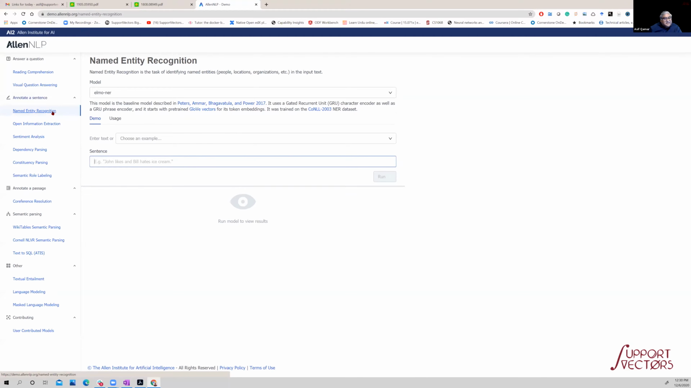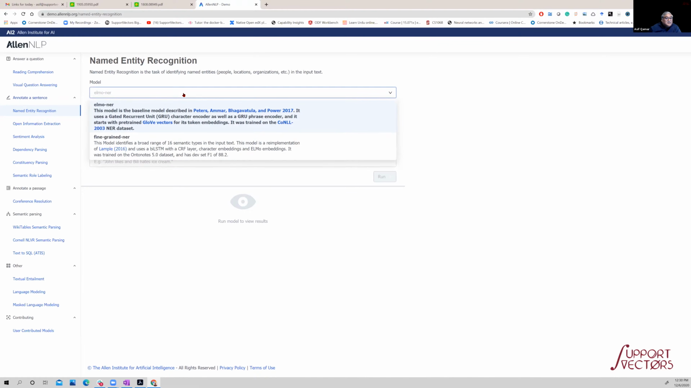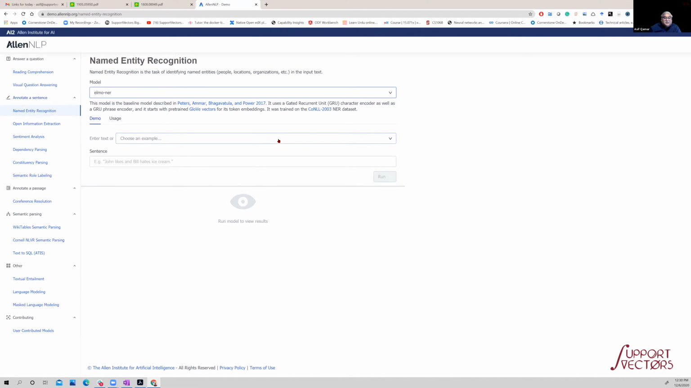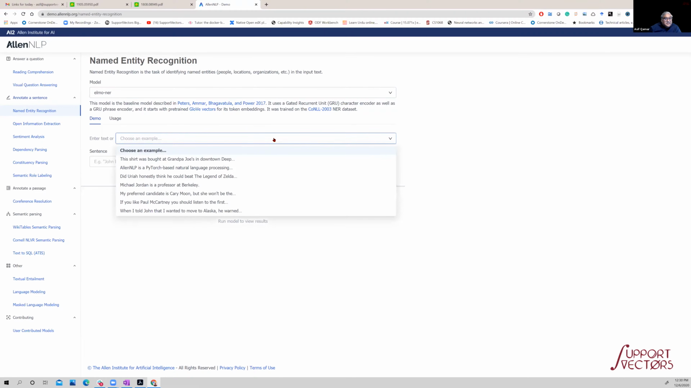So you know that we did named entity recognition. Do you remember named entity recognition? What was it supposed to do? Locations, people, organizations, etc. So let's use this one, ELMo NER, and we will take some text.